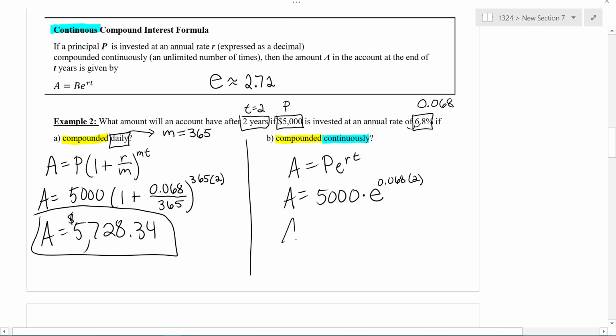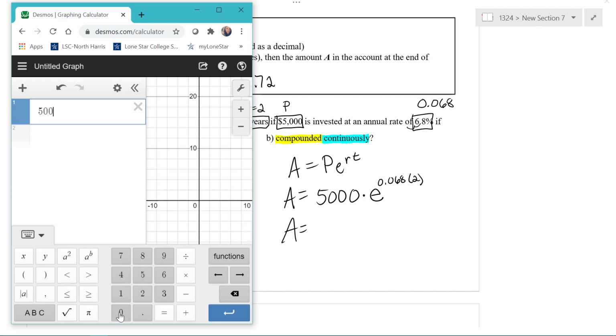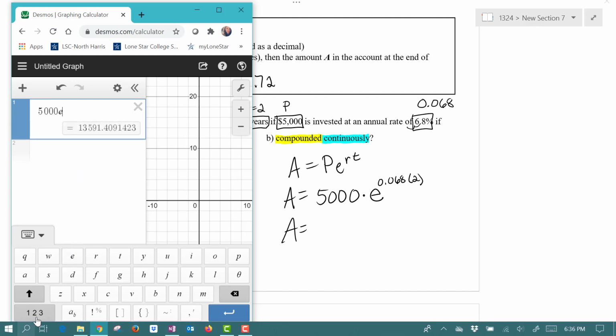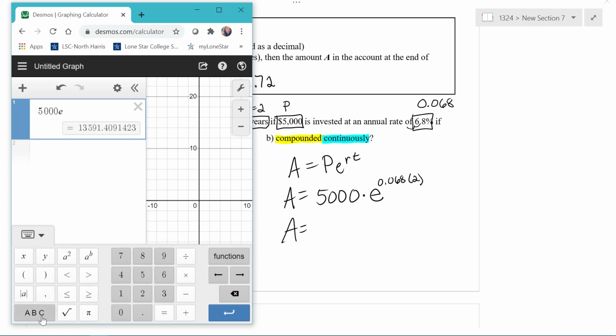Okay, we're going to type that into decimals. Alright, so I'm going to type in the 5,000. I'm going to go to the ABC. I'm going to type in a letter. I want the letter E. Okay, and I want to raise that to an exponent, so I'm going to go back to my numbers. Alright, and I'm going to hit a to the power of b, so that puts me in the exponent. I'm going to go ahead and put parentheses to represent that exponent, and I'm going to let my calculator do the multiplication for me. 0.068 times 2. Okay, so I get about $5,728.41 when I round to the nearest cent or to the nearest 2 decimal places.